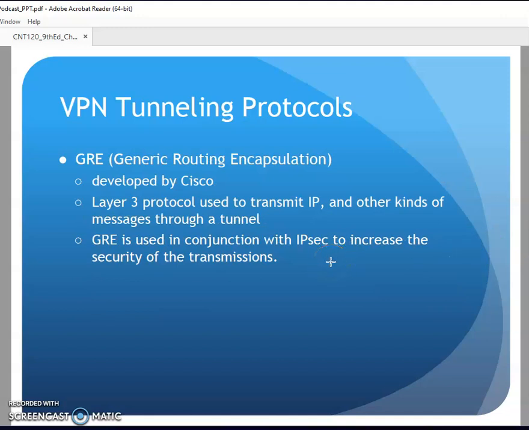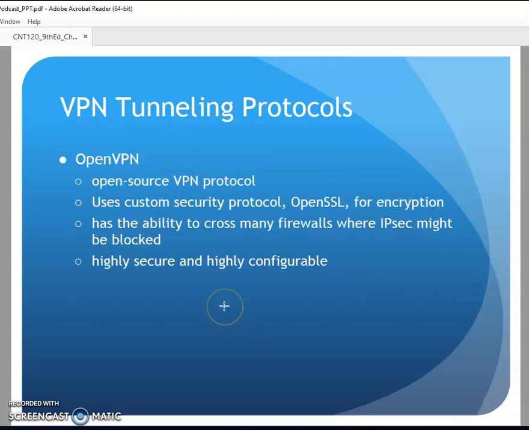GRE, generic routing encapsulation, again developed by Cisco. A layer 3 protocol used to transport IP and other messages through your tunnel. Used in conjunction with IPsec as well to increase your security.